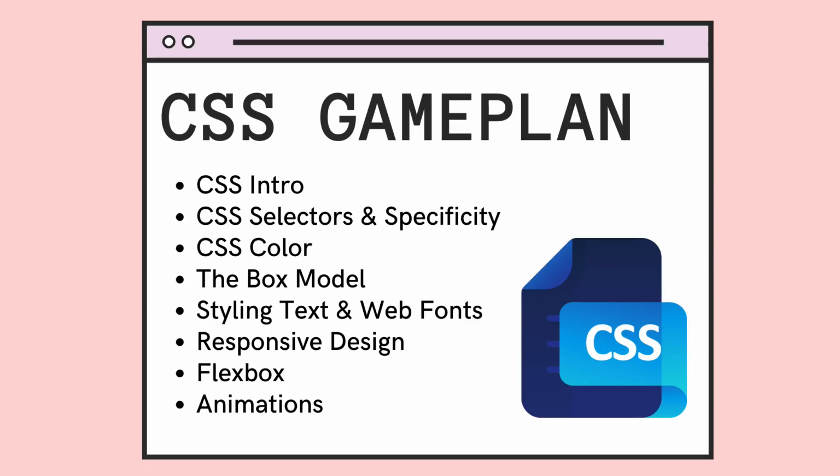We've got selectors and specificity. We need to talk about why CSS is called cascading style sheets. We need to talk about all sorts of color stuff and hexadecimal colors, RGB colors, the alpha channel, HSL colors, and gradients. We need to talk about the box model and margin and padding and border. We need to talk about styling text and web fonts and including icons and Google Fonts, responsive design and breakpoints, Flexbox for layout, animations, lots and lots of stuff coming up. This is just an intro.